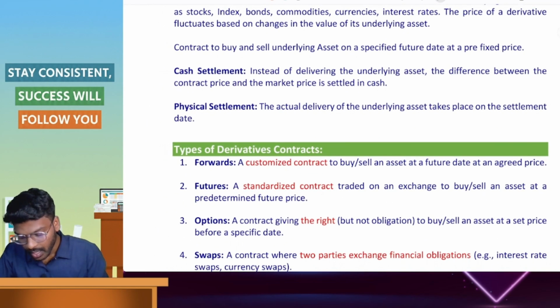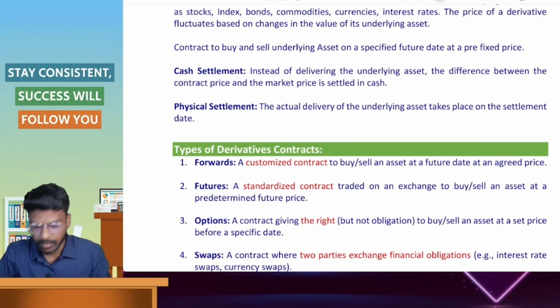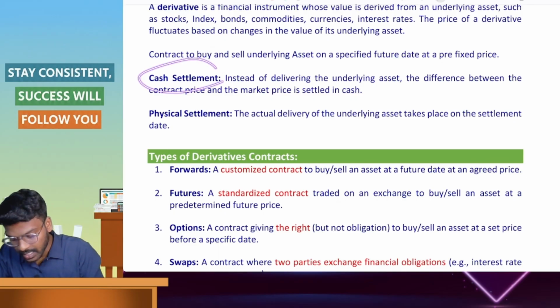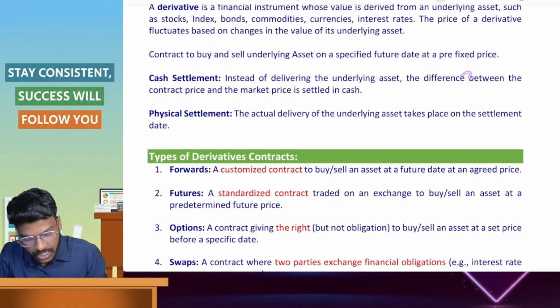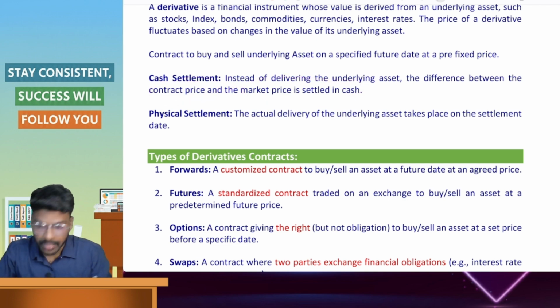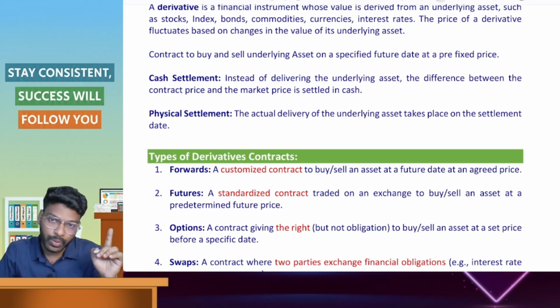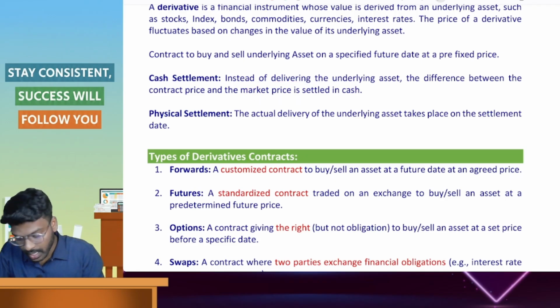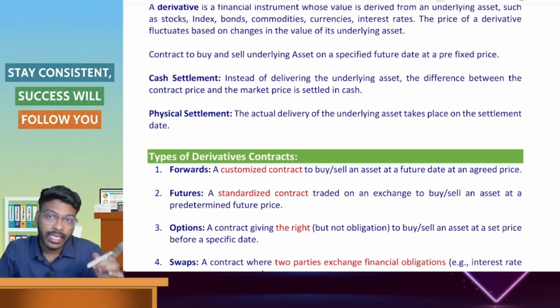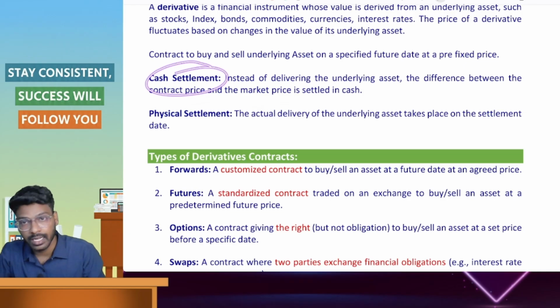Next, there are two types of settlement: cash settlement and physical settlement. In the case of cash settlement, it is the net payment difference between the contract price and the market price on the settlement date. In our first example, the actual price, that is the market price on the settlement date, is 2,30,000. The contract price is 2 lakh. The 30,000 difference will be settled in the case of cash settlement.